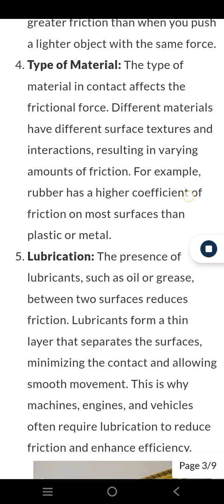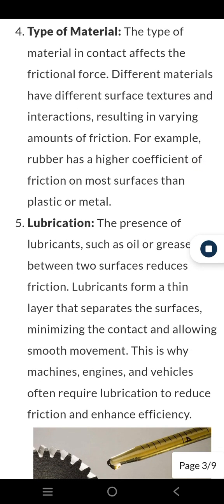Type of material. The type of material in contact affects the frictional force. Different materials have different surface textures and interactions, resulting in varying amounts of friction. For example, rubber has a higher coefficient of friction on most surfaces than plastic or metal.